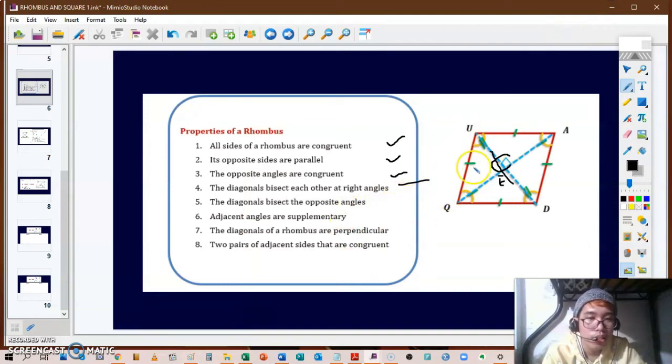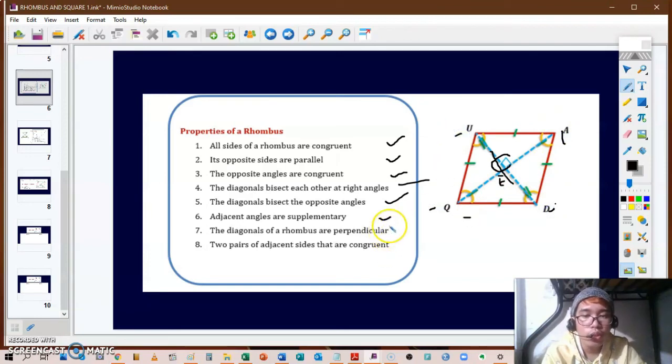So that means we have here angle QUD is congruent to angle DUA. And also the adjacent angles are supplementary. So that means the measurement of angle U plus the measurement of angle A is equal to 180, and the same goes for A and D, for D and Q, and also for Q and A.